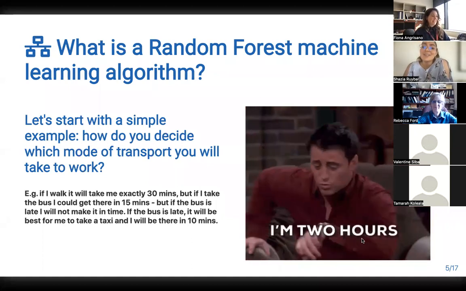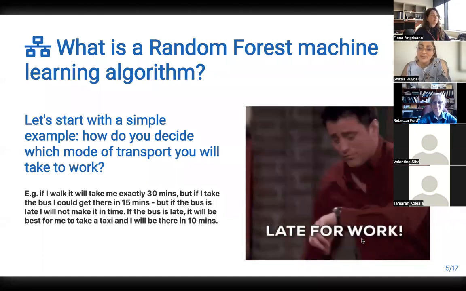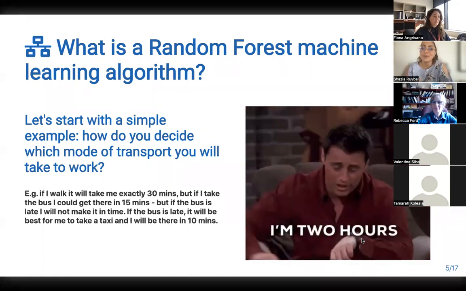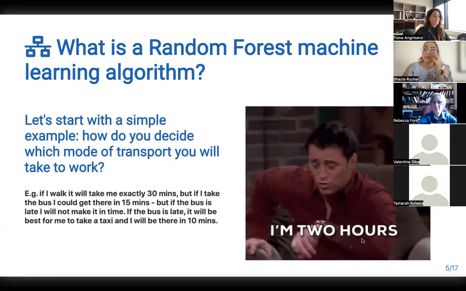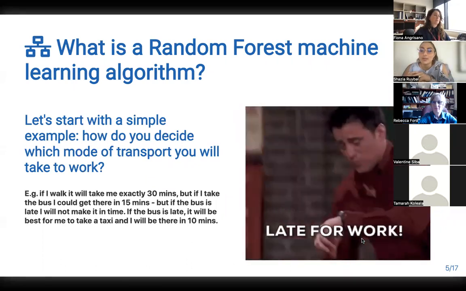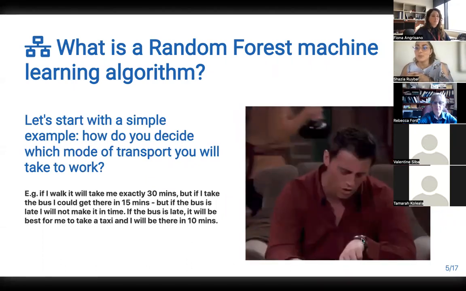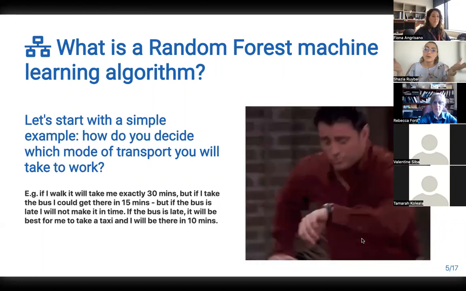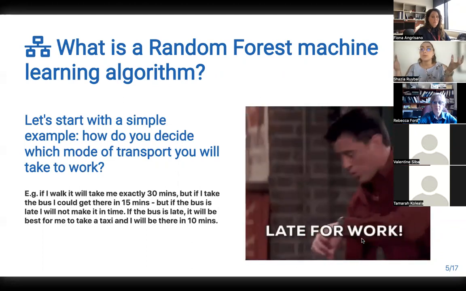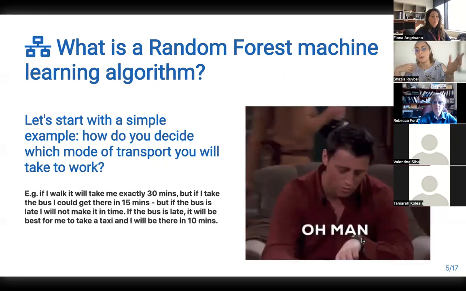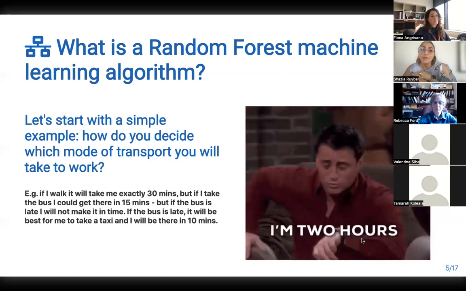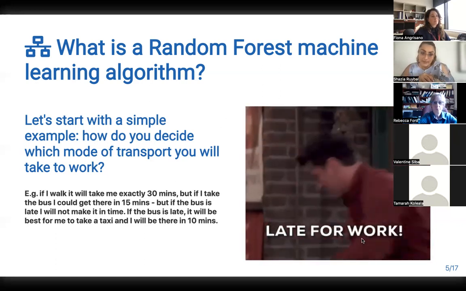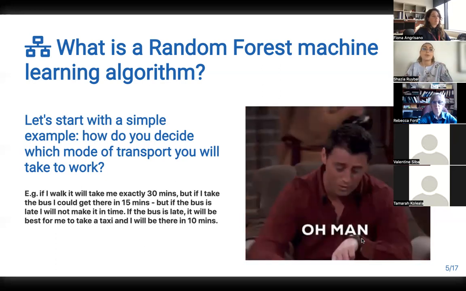I'm going to start with a simple example. And Tama, this is where I was like, oh, perfect, I'm going to use you as an example, because we do what a random forest machine learning algorithm does every day, all the time. And that's when we make decisions. And when we make informed decisions, we have to consider all the different possibilities and use our prior knowledge to inform how we make those decisions. So for example, how do you decide which mode of transport you will take to work? So I've just given an example.